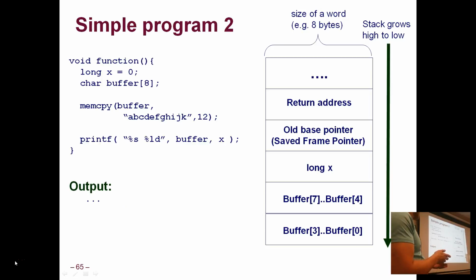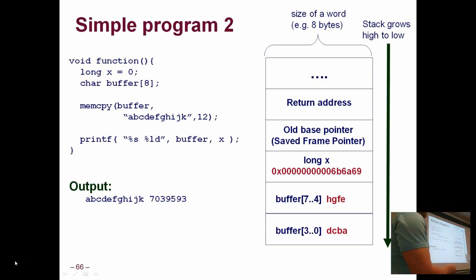Okay, so what happens with this? Now I have a character buffer of 8, same thing, but instead my memcpy is A, B, C, D all the way to K, length 12. What's my stack going to look like? It's going to overwrite the long. So instead, you get A, B, C, D, E, F, G, H, then ASCII for I, ASCII for J, ASCII for K. Then when you do that print, it's going to say, well, what is that in decimal? It's 7,039,593. So it's a memory corruption bug.